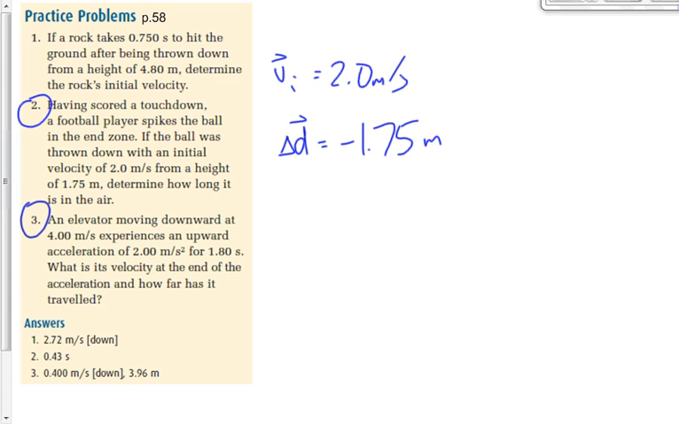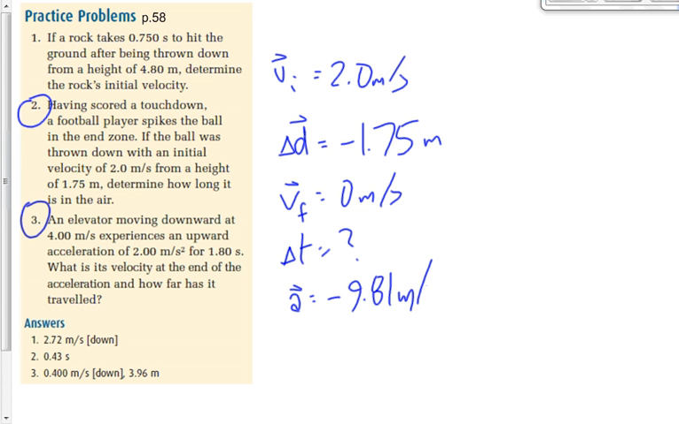What about, do we have VF here? What's the speed of the ball when it hits the ground? 0? Anybody agree with that? Yes? VF is 0 meters per second. We're looking for the time that it's in the air. Is there anything else we have given to us here? Good. The acceleration is negative 9.81 meters per second squared. All right. Now we've got our givens written down.